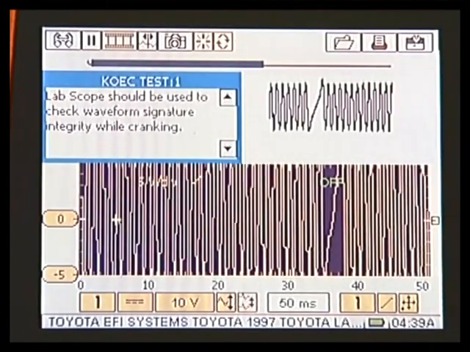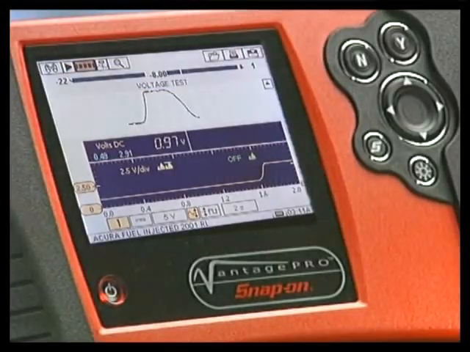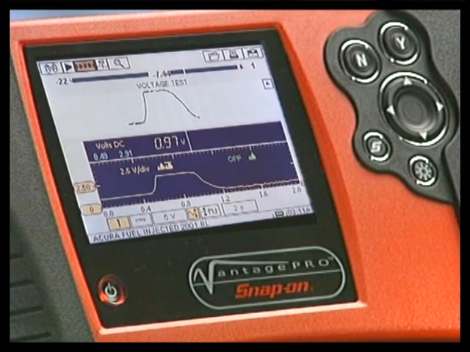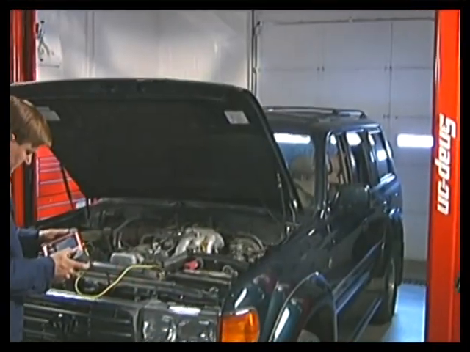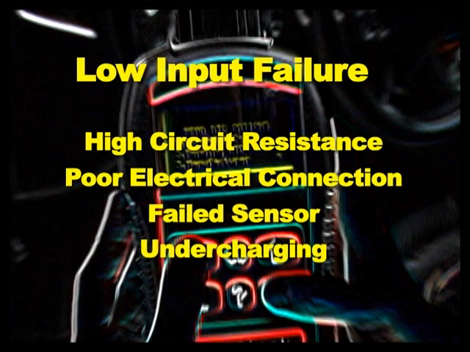A low input failure is one that produces a voltage, current, or signal frequency below normal operating parameters. A weak or abnormally low signal is being sent to the onboard computer. This is often caused by high circuit resistance, poor electrical connection, a contaminated or failed sensor, undercharging, or similar problems.